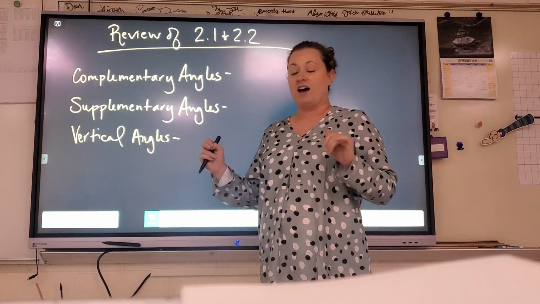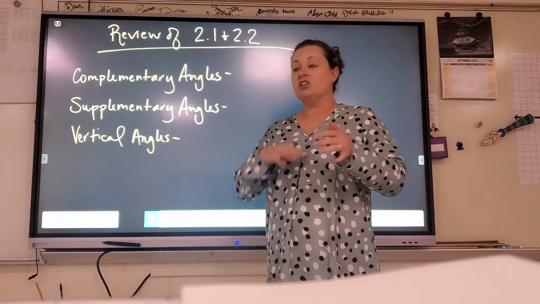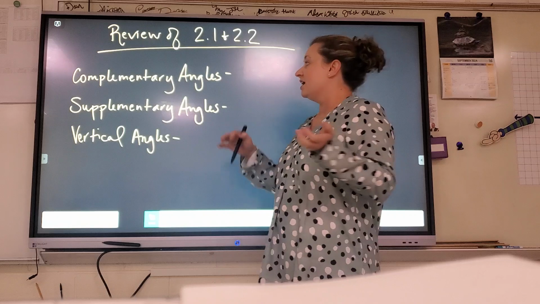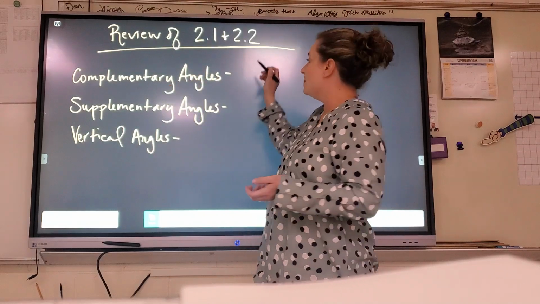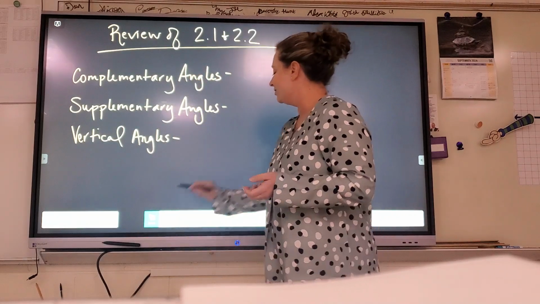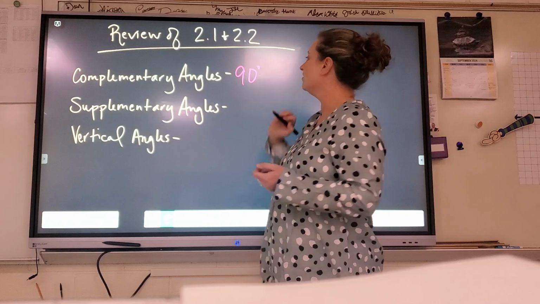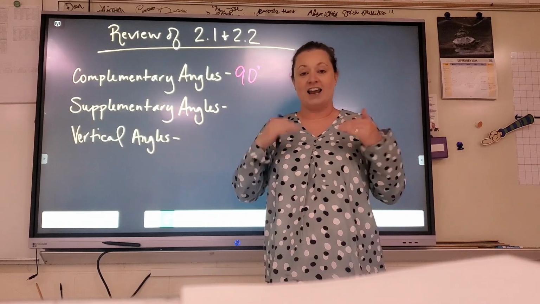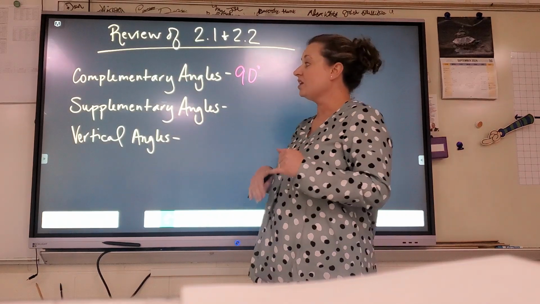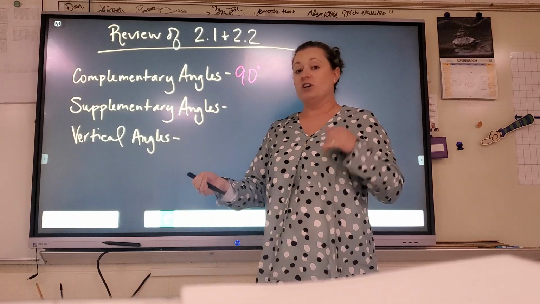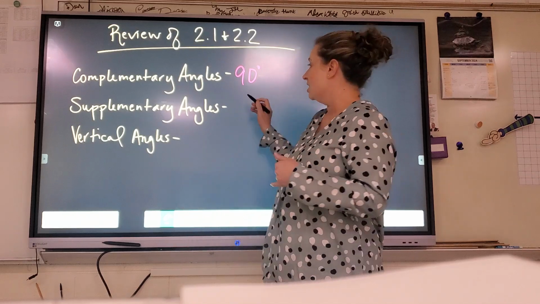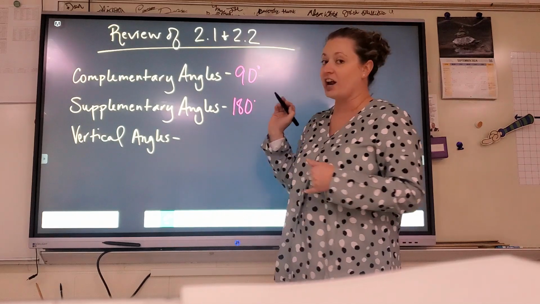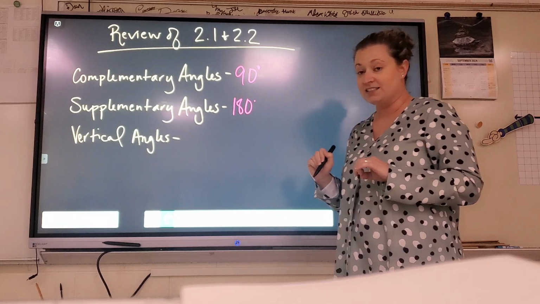We said that if you have the complement or any derivative of that word complement, like complementary, that means that the two angles that you're talking about are going to add up to be 90 degrees. The supplement, or two supplementary angles, means that those two angles are going to add up to 180 degrees.